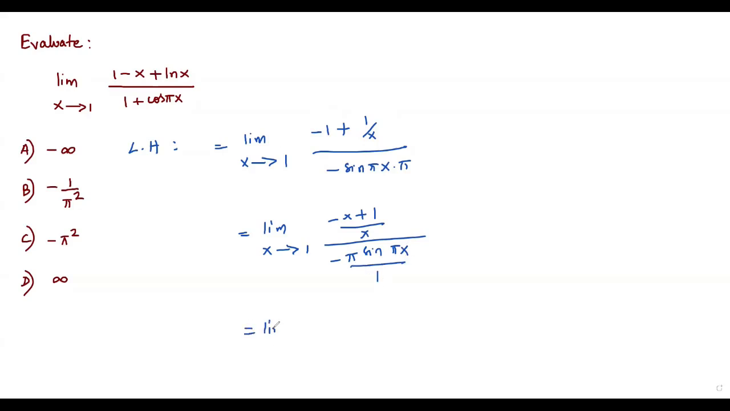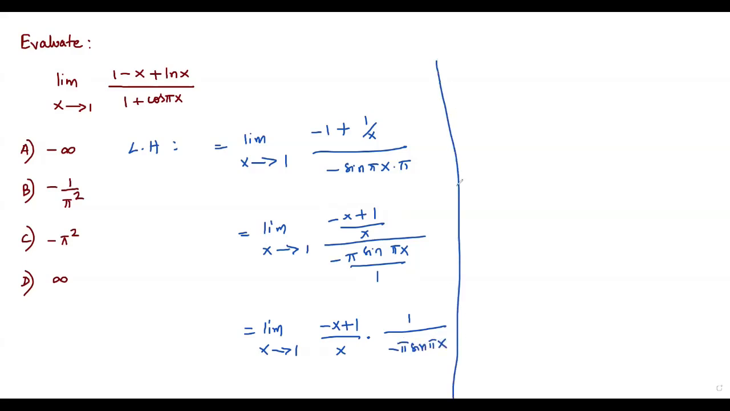Let me continue. Limit as x approaches 1. Let me write this fraction as it is: (negative x + 1) over x. And when I change this division into multiplication, I have to take the reciprocal of the denominator. So I change the division into multiplication and take the reciprocal, and I get 1 over negative pi times sine of pi x.